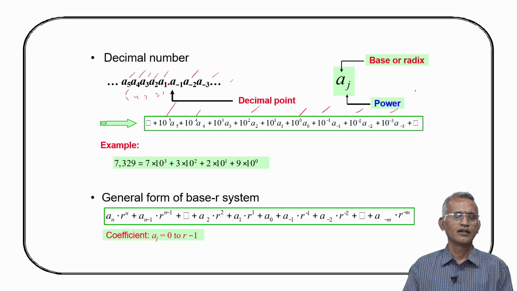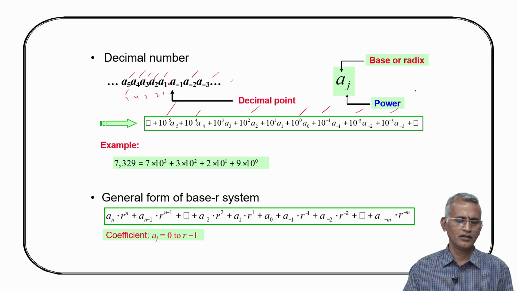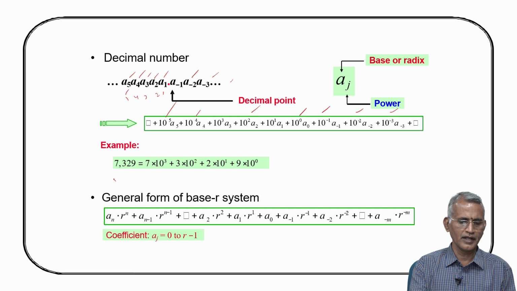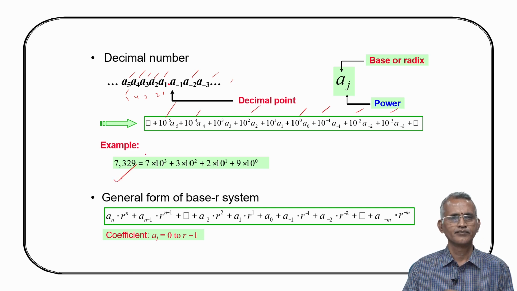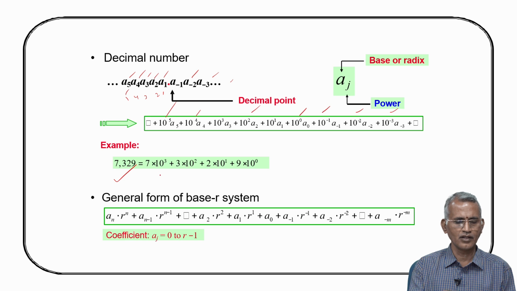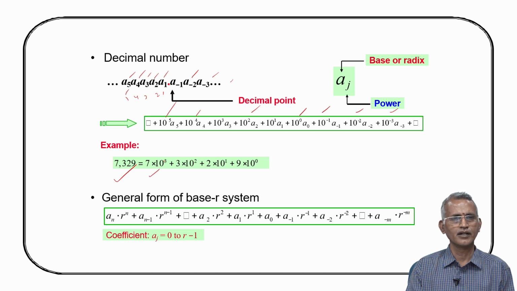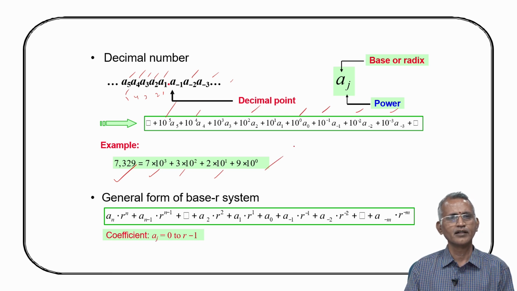Further, we can give an example related to the above. Take 7329. It has 7000, therefore 7 into 10 cube, that is, in the thousands place we have a 7, and in the hundreds place we have a 3, therefore 3 into 10 square. The tens place is 2 into 10 power 1 and the unit place is 9 into 10 power 0. So, this way we can represent a decimal number.